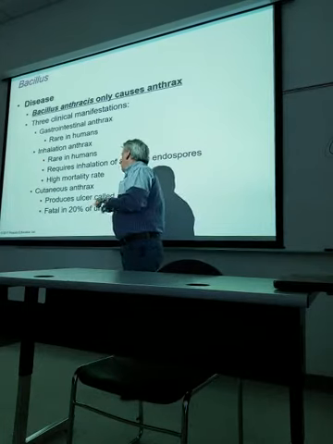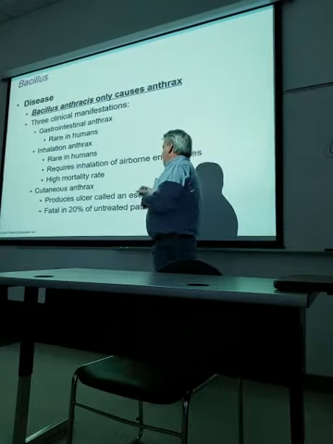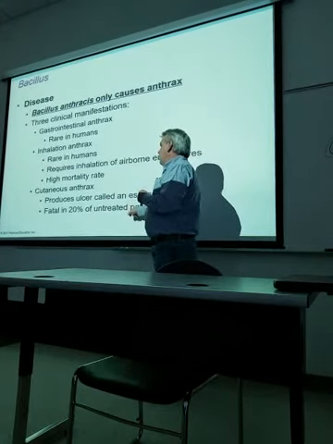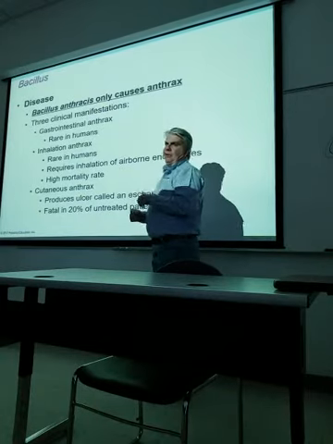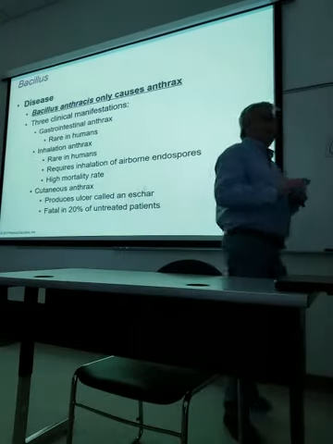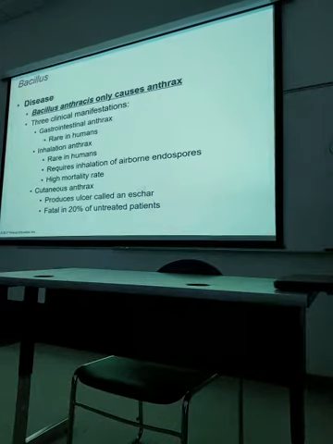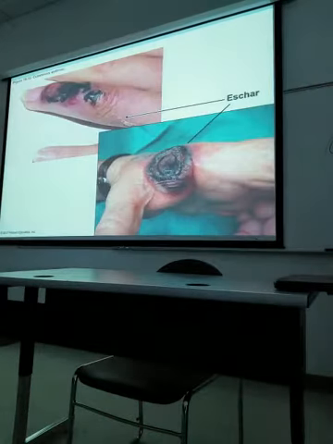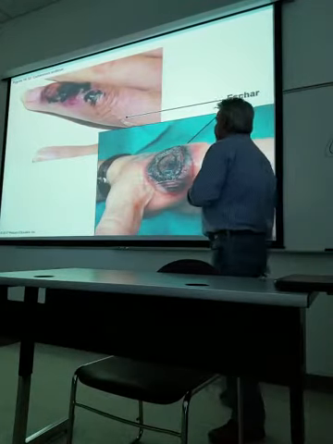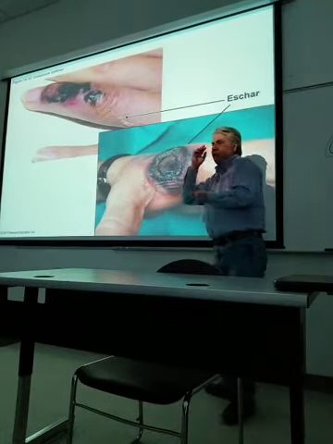Cutaneous anthrax produces these ulcers called eschars. And it's still got about a 20% fatality rate left untreated. The worst one is what? Inhalation. So these are those eschars right there. These spores got into the skin, they germinate, they start producing anthrax toxins.